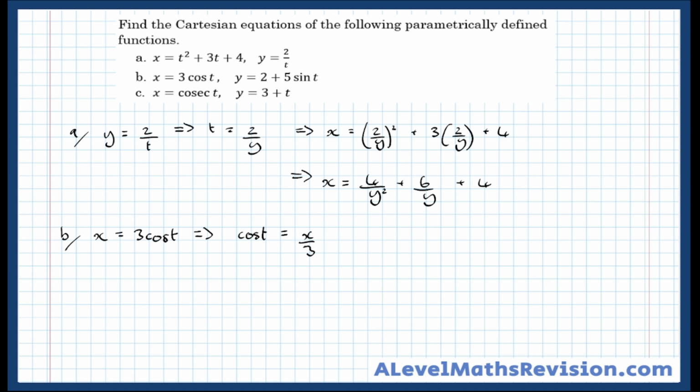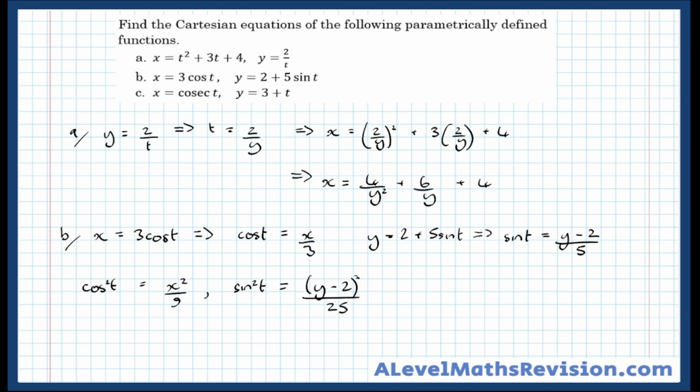And we've got y equals 2 plus 5 sin t, implies, and making that say sin t equals, we get y minus 2 over 5. And this is going to involve a trig identity, as I said before. I'm going to square both equations now. So cos squared t equals x squared over 9, and sin squared t equals y minus 2 squared over 5 squared, which is 25.